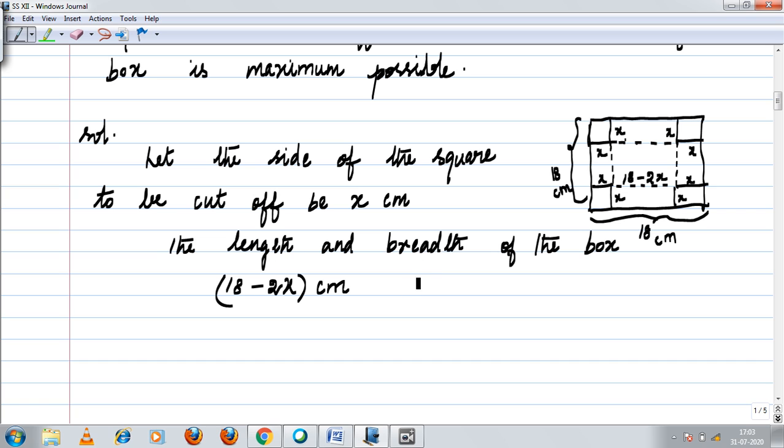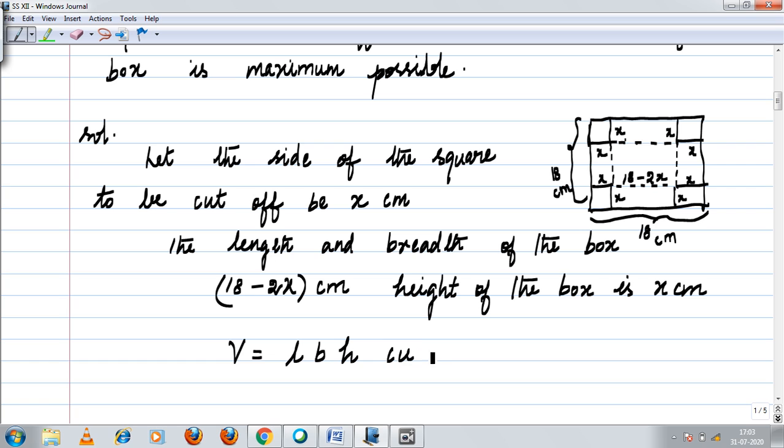Now the height of the box, what is it? The height of the box is x centimeter. How am I saying this is x centimeter? We have cut off the small square, and it will act as the height. So, they are discussing volume. What is the formula for volume of a cuboid? Length into breadth into height, cubic units.